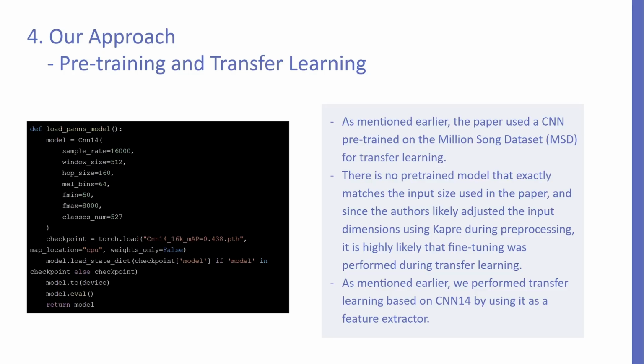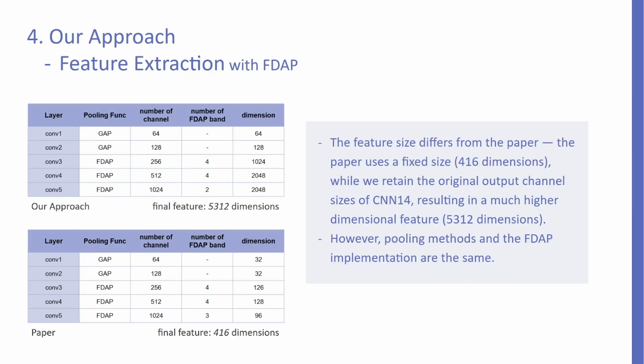As mentioned, we perform transfer learning using CNN14 as a feature extractor. Unlike the paper, which likely performed fine-tuning, we use the pre-trained model as is without additional tuning. This results in a much higher dimensional feature vector. The paper used a fixed size of 416 dimensions, while we retained the original output channel size of CNN14, resulting in a 5,312 dimensional feature. However, the pooling methods and FDAP implementation are the same.